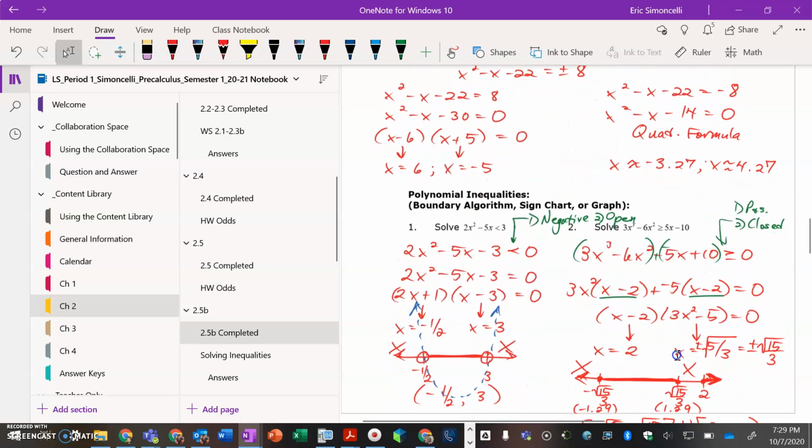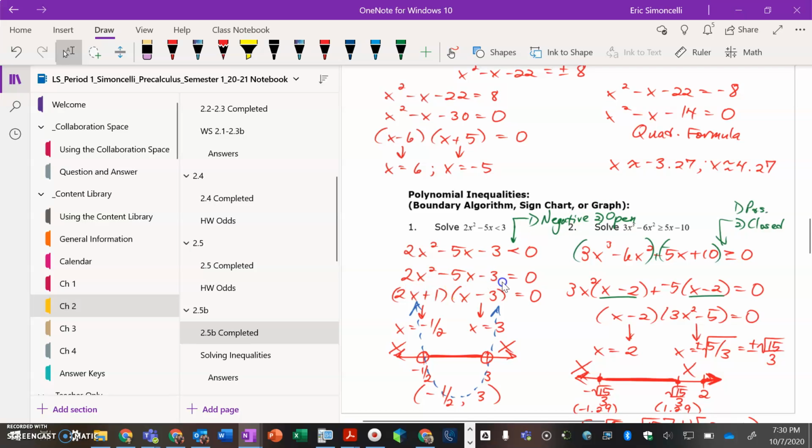I wanted to finish up here with the polynomial inequalities. It kind of takes us back to the very beginning of the lesson. The boundary algorithm, a sign chart, or graph will be our analysis and our approach. So looking at this original quadratic inequality, we can see here that it is a quadratic less than 3. Your first goal, if you remember from the first page, is to set it less than 0. Note that this is a less than inequality, so because that's the case, we want negative, not positive outputs. And because it's less than, we want open circles at critical numbers.